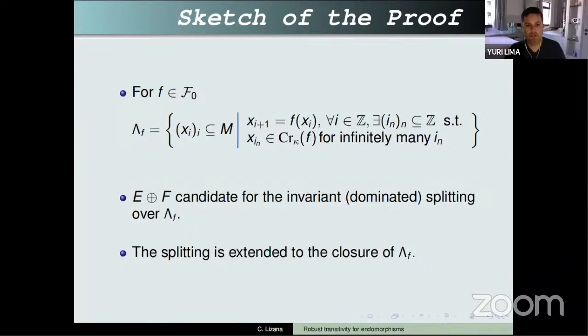Cristina, just one question. Yes. This lambda F is a subset of M or a subset of the natural extension? Actually it's in the inverse limit, exactly. So I'm getting the full orbit here. And it's going to be dense in the inverse limit as well? Yes, it's going to be dense in the inverse limit. So using that F is transitive and this set is non-empty.